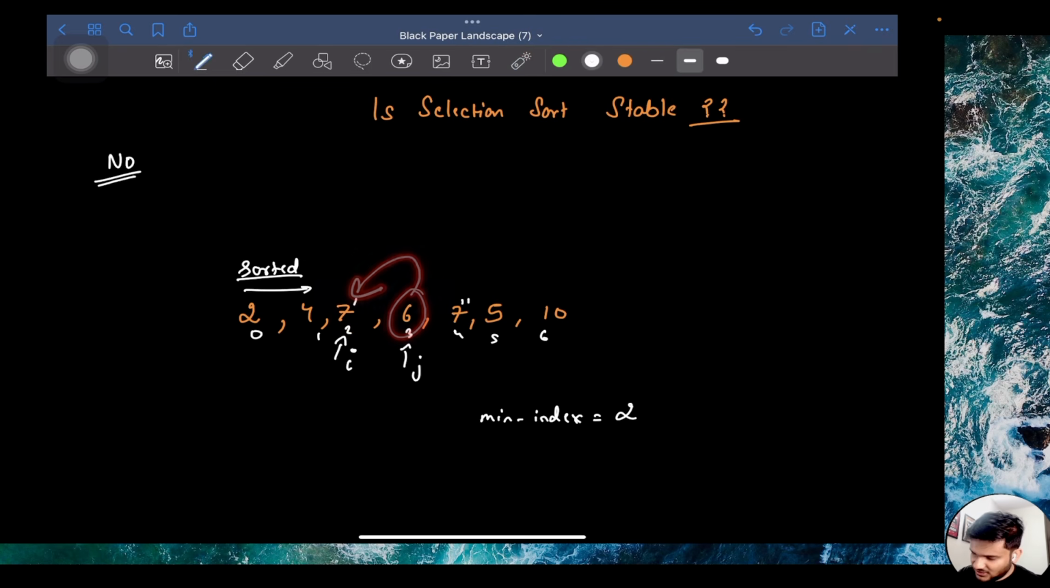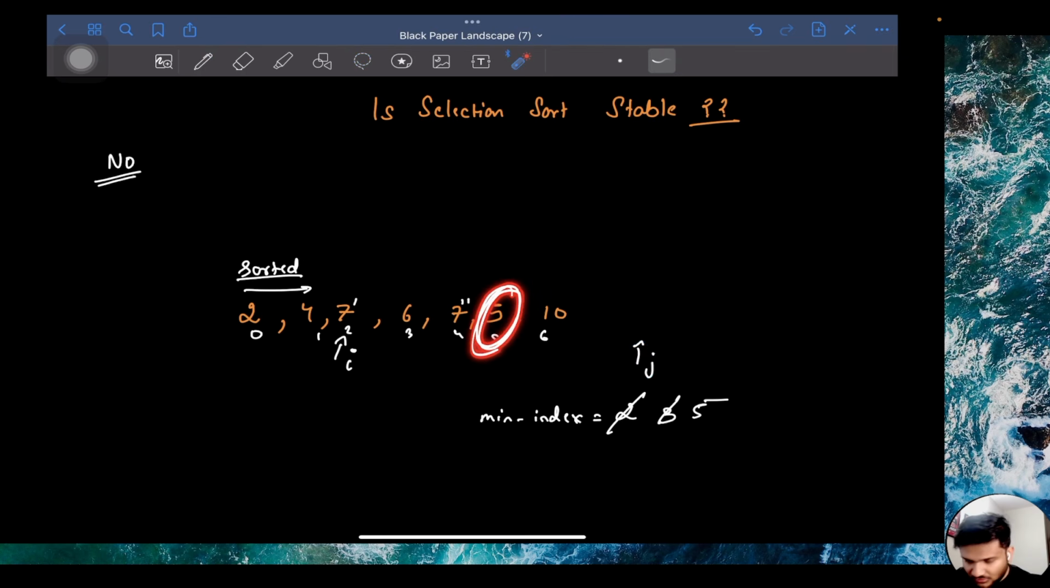And now J will be compared. Is 6 less than 7? Yes. So the better index is 3. We move J ahead. Is 7 less than 7? No. Is 7 less than 6? No. Is 5 less than 6? Yes. So a better index is 5. Is 10 less than 5? No. And that's it. So you found the minimum element to be here.